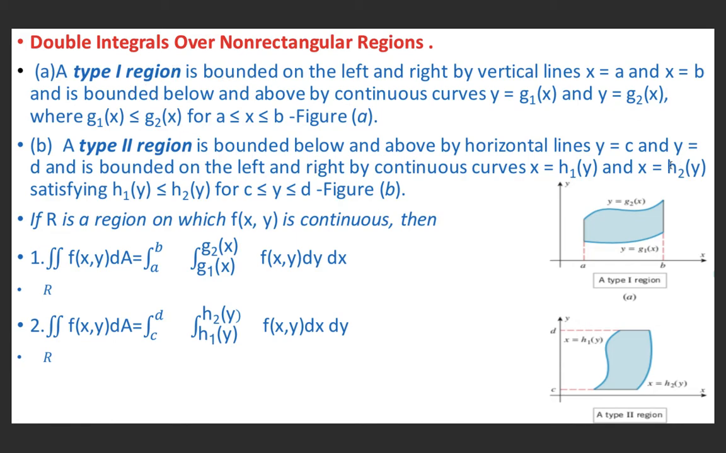Here the type 1 region is defined as bounded on the left by x equal to a, on the right by x equal to b, and bounded below by the curve y equal to g1(x) and above by y equal to g2(x). Here g1(x) is less than or equal to g2(x). It is clear from this figure also, and x lies between a and b.